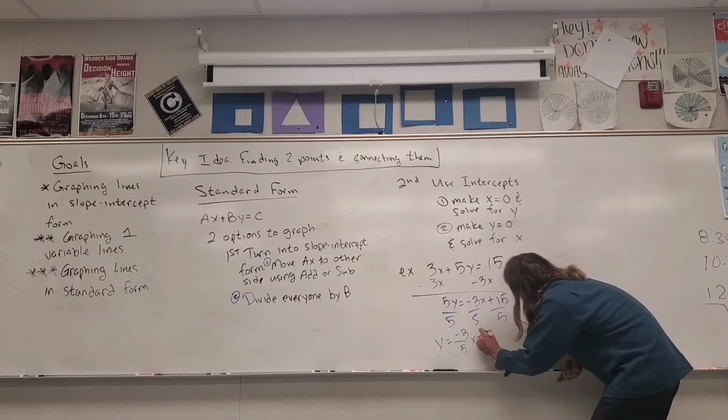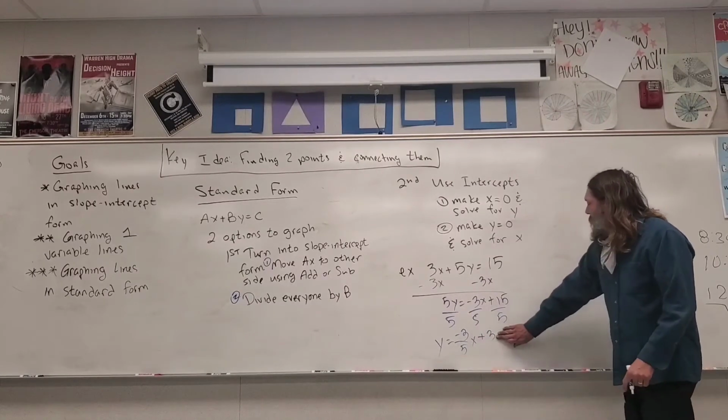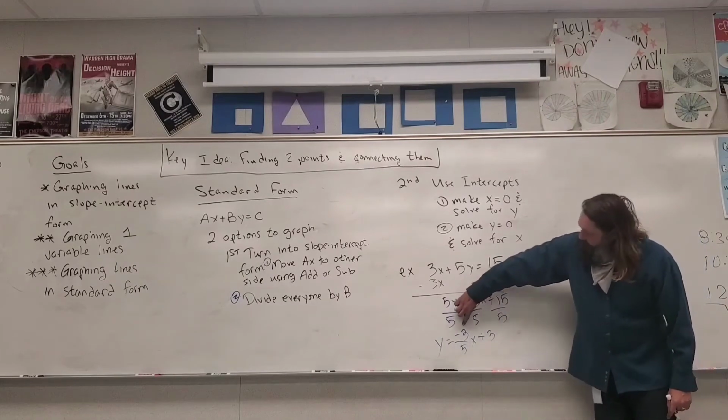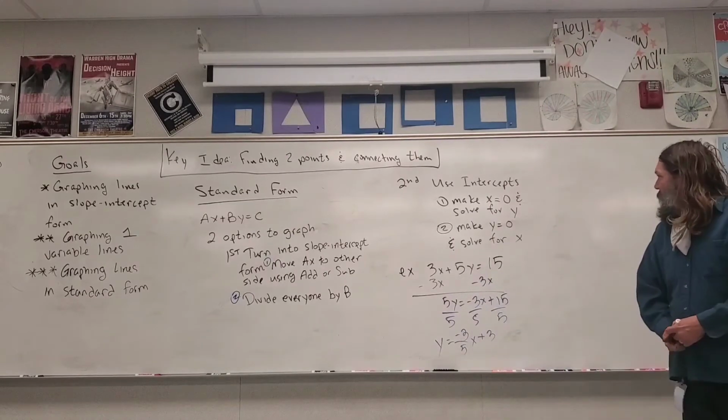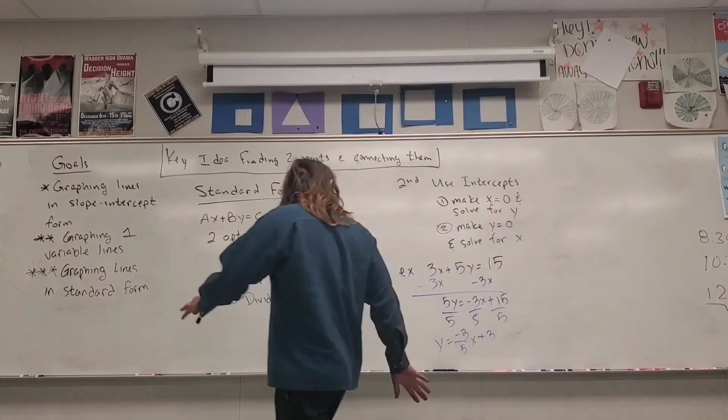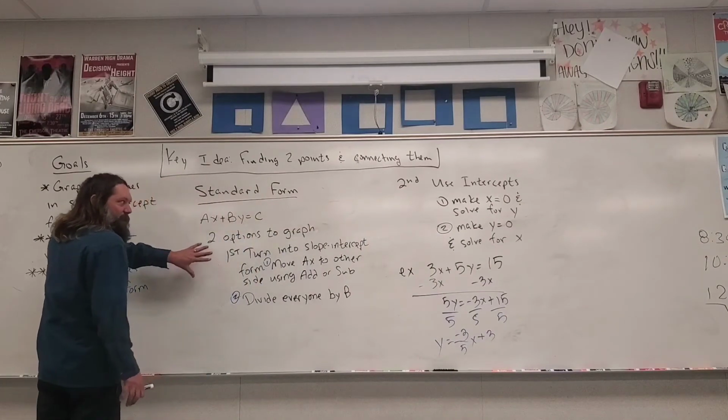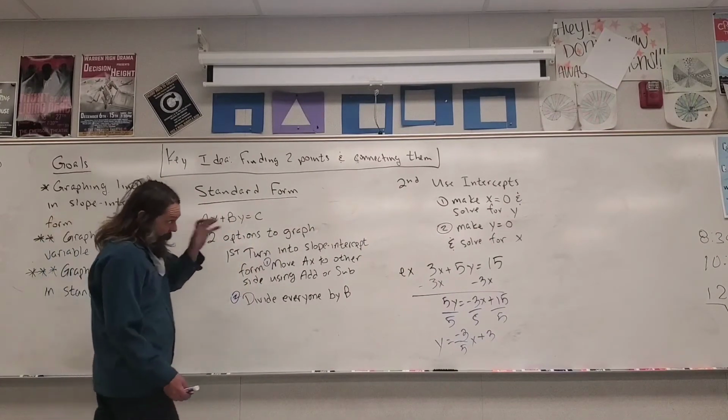5 goes into 15 3 times, plus 3. I would begin on the y-axis at 3. I would move down 3, and I would move to the right 5, and that would be how I would graph a standard form equation in slope-intercept form. So these are the steps to turn standard form into slope-intercept form.